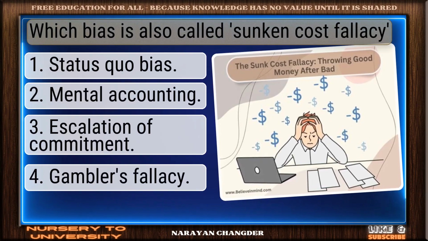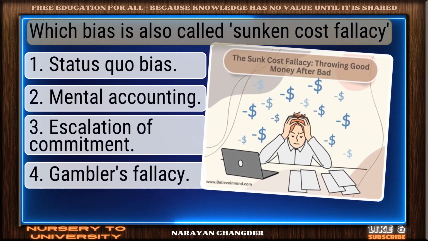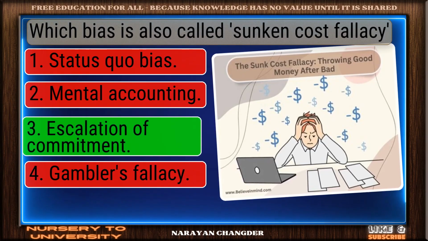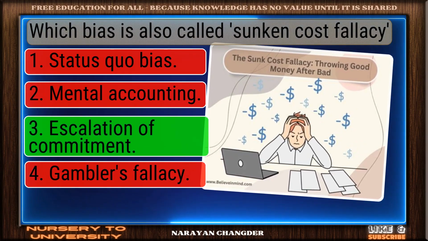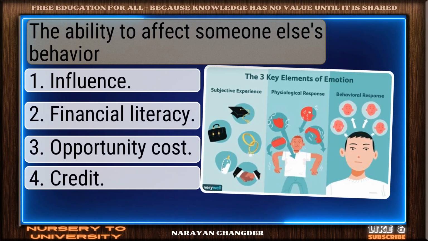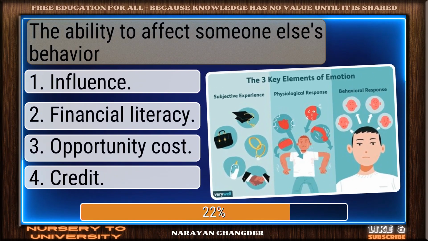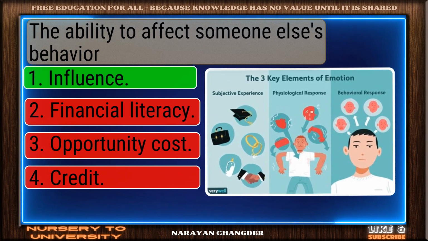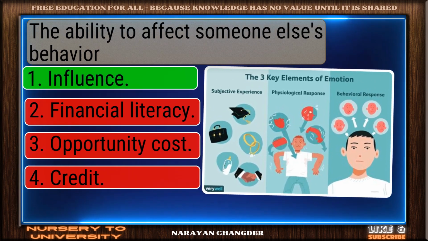Which bias is also called sunken cost fallacy. Right again. Escalation of commitment is a valid answer. The ability to affect someone else's behavior. Clear logic. Your choice influence is sound and 100% true.